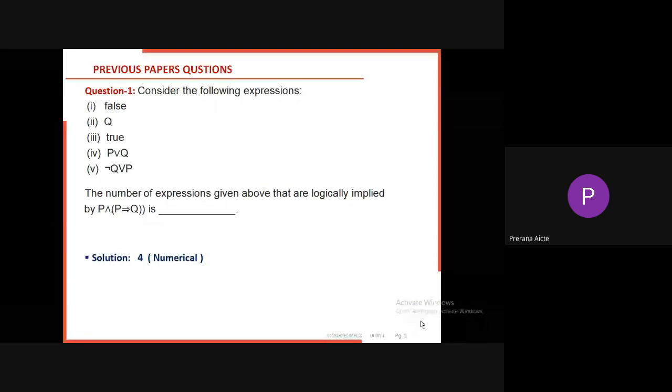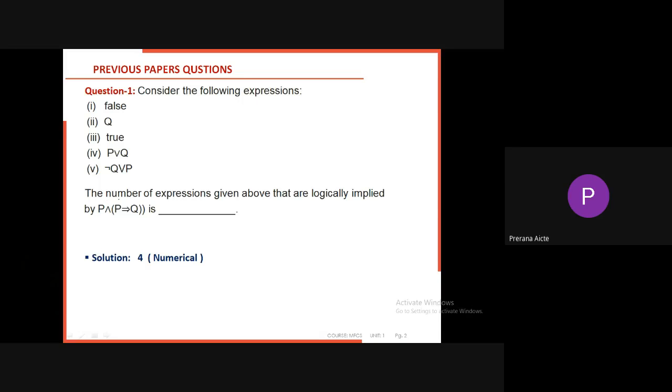So let us see. We have a question like this. Consider the following expressions. He has given five expressions: false, Q, true, P or Q, negation Q or P. So these are the five expressions, or well-formed formulas, that are given.